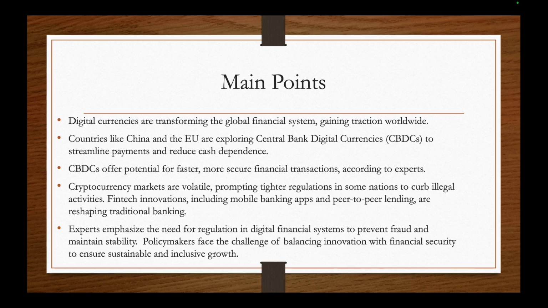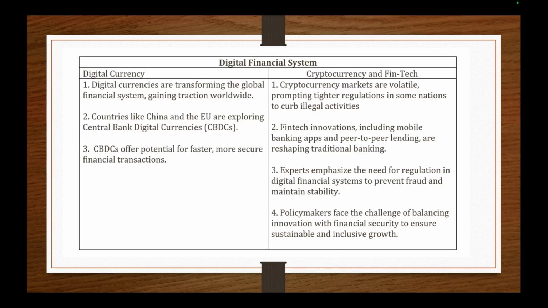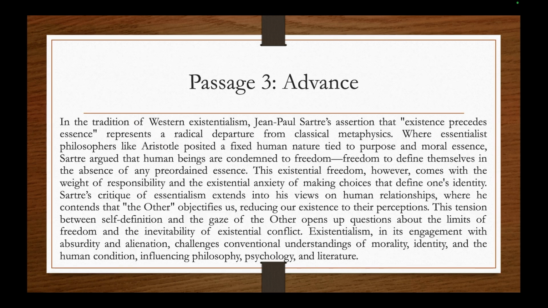Now, quite a bit of information is given in this particular passage. And let's see how we need to put it across. The major points: first, something about digital currencies, that is to my left, and then to the right is cryptocurrency and fintech. Okay, and at the top there's the title, that is digital financial system. And last, let's move towards the advanced level of passage.